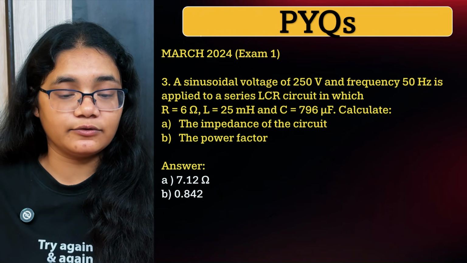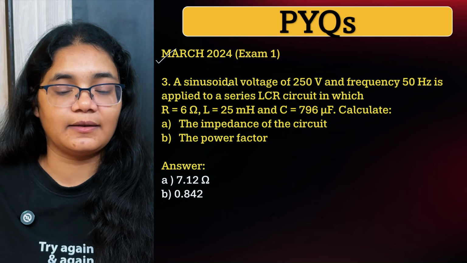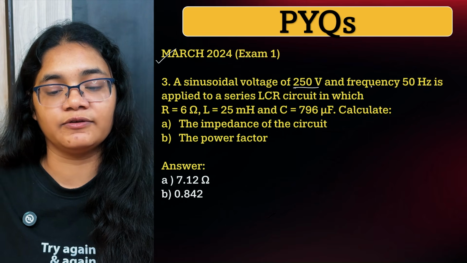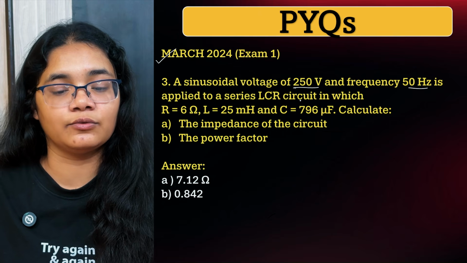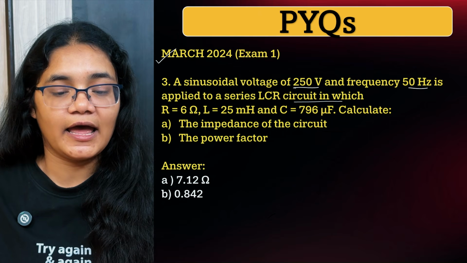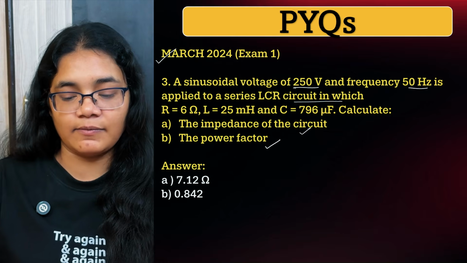Next, we'll see the PYQs, March 2024 first examination. A sinusoidal voltage of 250 volt and frequency 50 Hz is applied to a series LCR circuit, and you have to calculate the impedance and the power factor.